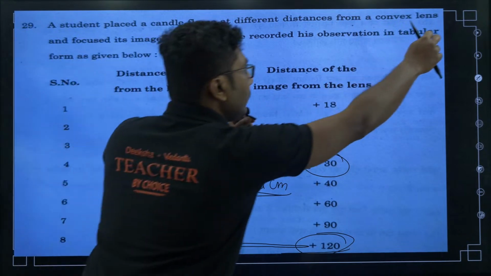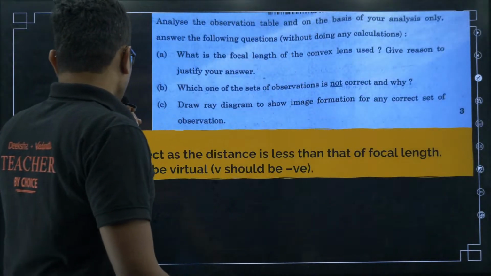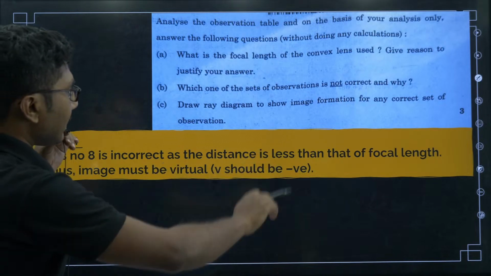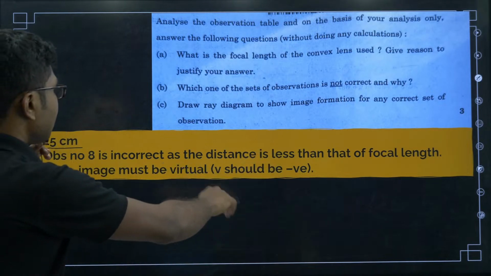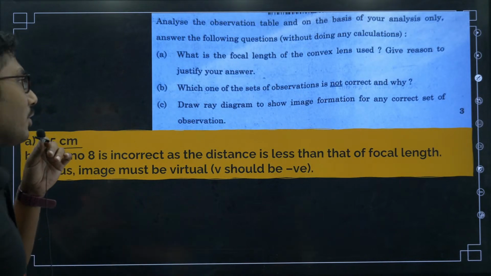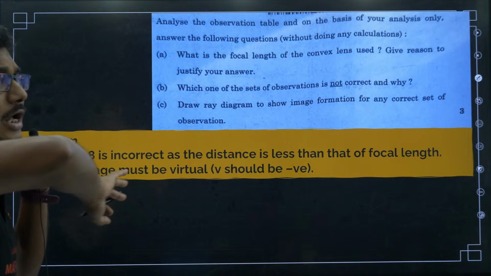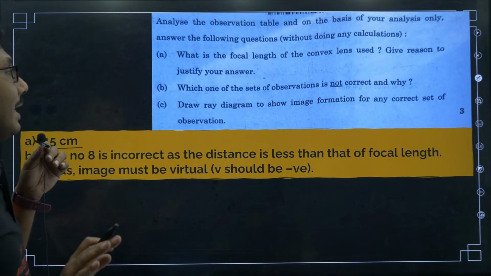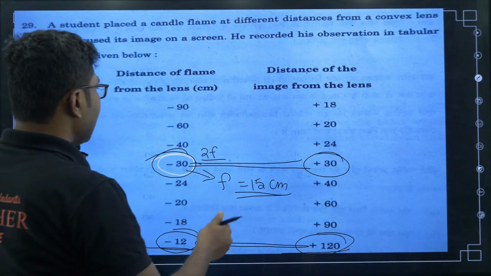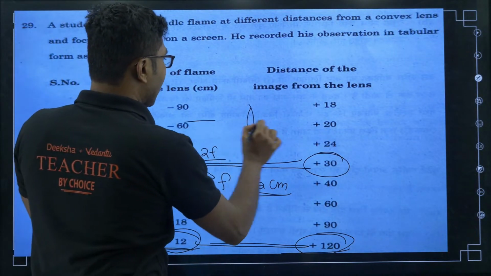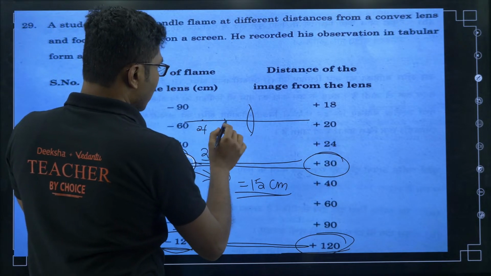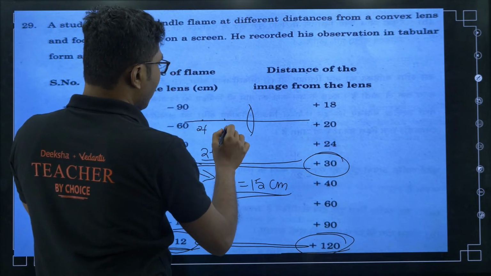Okay. Now what next? Observation 8 is incorrect as the distance is less than the focal length. Thus the image must be virtual, and v should be negative. Draw the ray diagram to show the image formation of any correct case set. So you can draw any ray diagram for a convex lens as long as the object is kept at more than the focal length. Okay, any image is fine because they are starting at more than 2f and f.